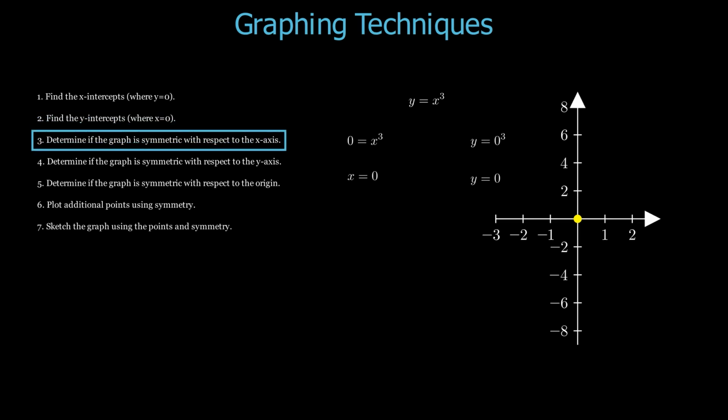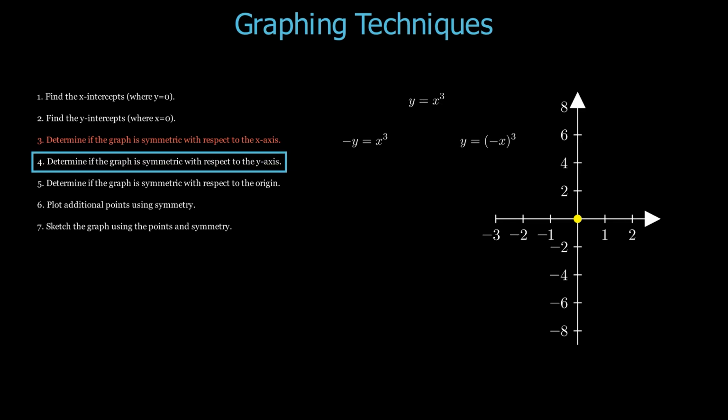Third step is to determine if the graph is symmetric with respect to the x-axis. To do this, we replace y with negative y in the equation and check if the equation remains the same. Since the equation is not the same, the graph is not symmetric with respect to the x-axis. Next, we will determine if the graph is symmetric with respect to the y-axis. To do this, we replace x with negative x in the equation and check if the equation remains the same. Clearly, the equation is not the same again, so the graph is not symmetric with respect to the y-axis.